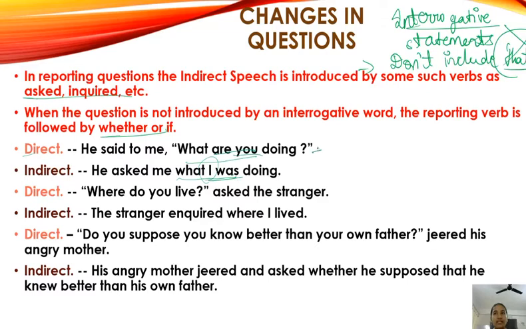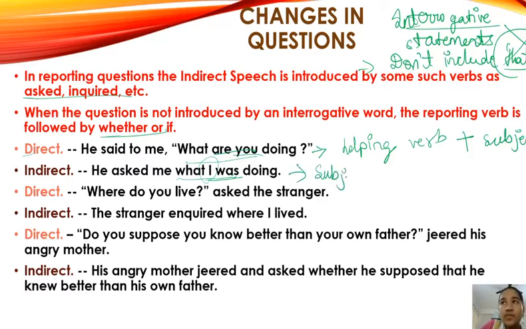So the order should be like this. In direct speech, the order is auxiliary verb, or let me say helping verb, plus subject, that is the "you" over here. But over here it's quite the opposite: subject plus helping verb.